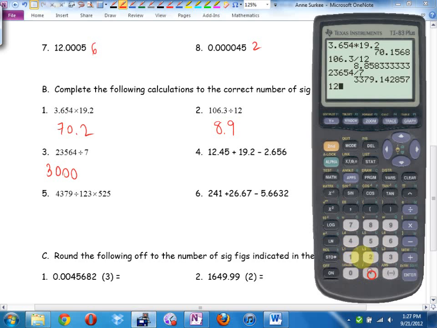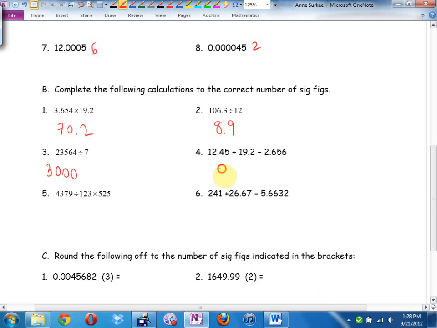I'm going to go 12.45 plus 19.2 minus 2.656. But Kiara, you said I have to round to that decimal place right there? Yeah. Oh, it's going to become a 0 because of that. Oh, that's going to bump that up. I think it's going to be 29.0.